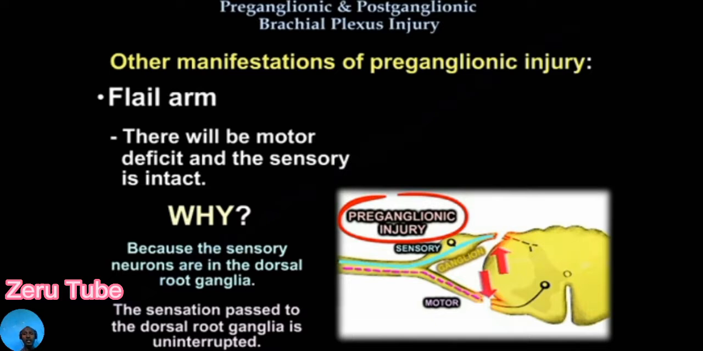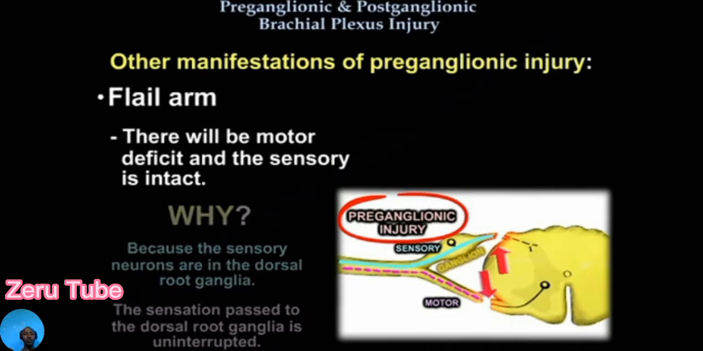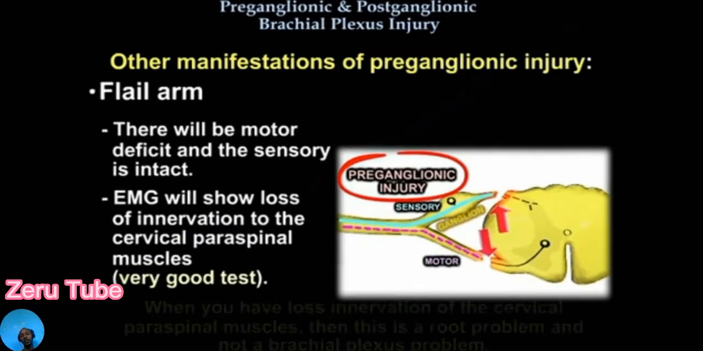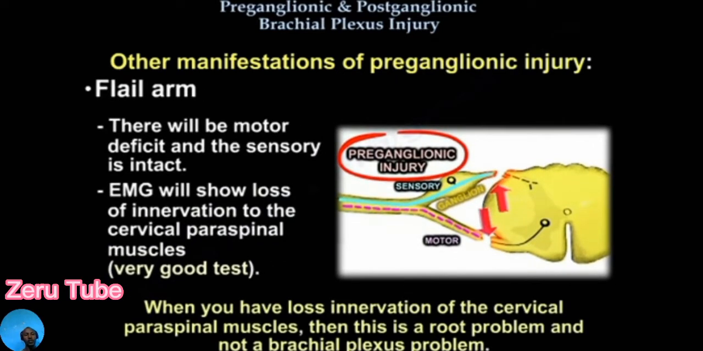So this is another difference that tells you whether this is preganglionic or postganglionic. So the image will show loss of innervation to the cervical paraspinal muscles. This is a very good test. ይህ ጥሩ ቴስት ነው ማለት ነው። This is a very, very good test that tells you whether this is preganglionic or postganglionic.